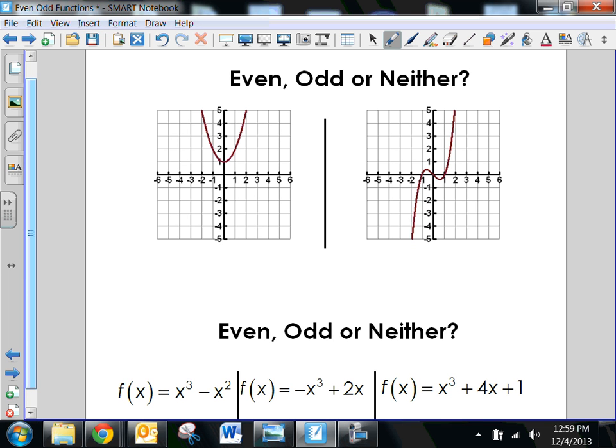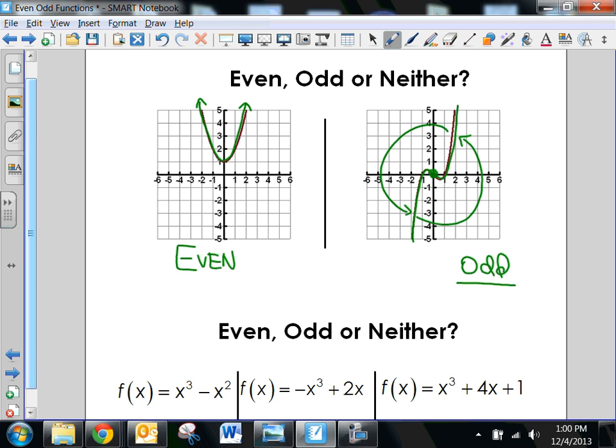So this example here has what we say is symmetry about the y-axis. So this is even. This right here has rotational symmetry. If I rotated it, this side would come onto this one. This would come back on the other one. And it would be back over top of itself. And so we would call this function an odd function because it has rotational symmetry about the origin, right in the middle of the graph.